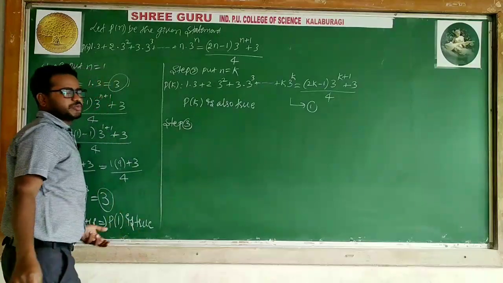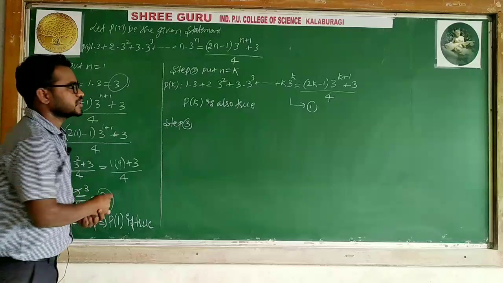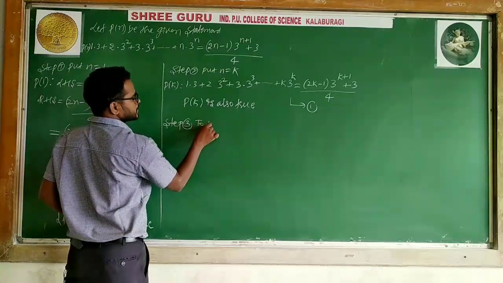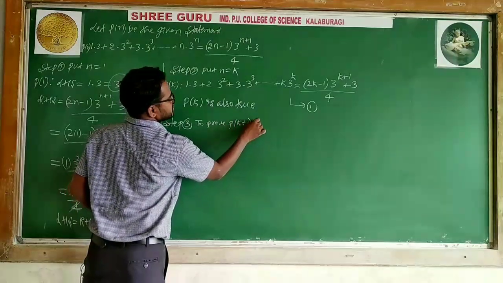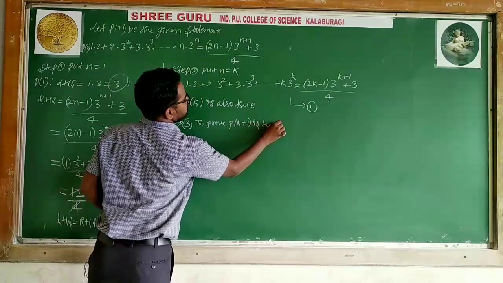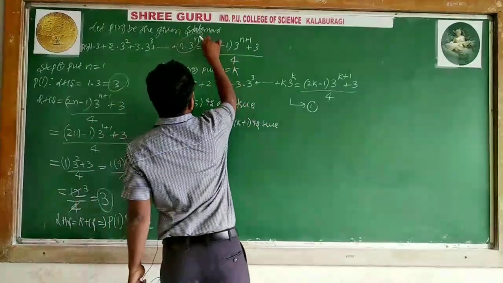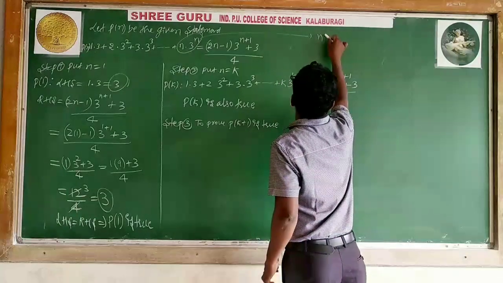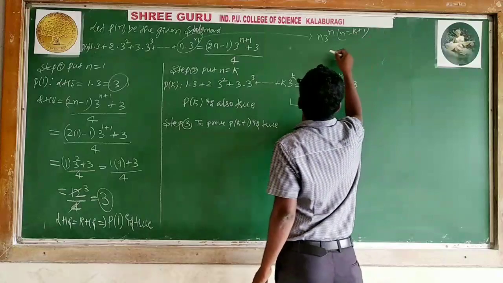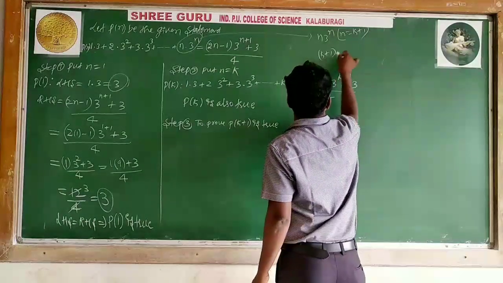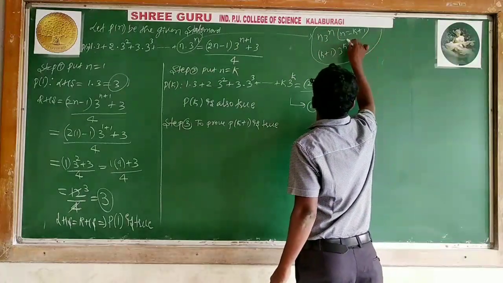Step 3. To prove P of k plus 1 is true, I will put n is equal to k plus 1. To prove P of k plus 1 is true, what do we have to add? The addition is dependent upon this term. Roughly, I will take here n into 3 to the power n. Here n is k plus 1, so what remains is k plus 1, 3 to the power k plus 1. So this is the addition term.